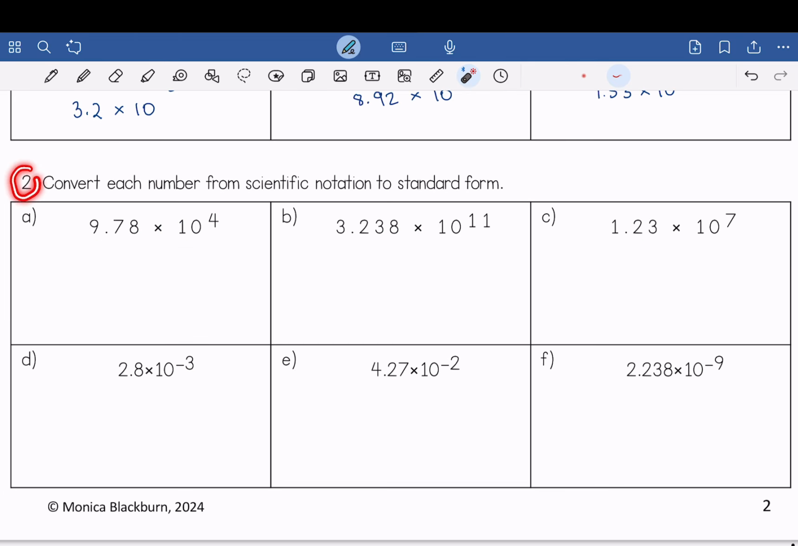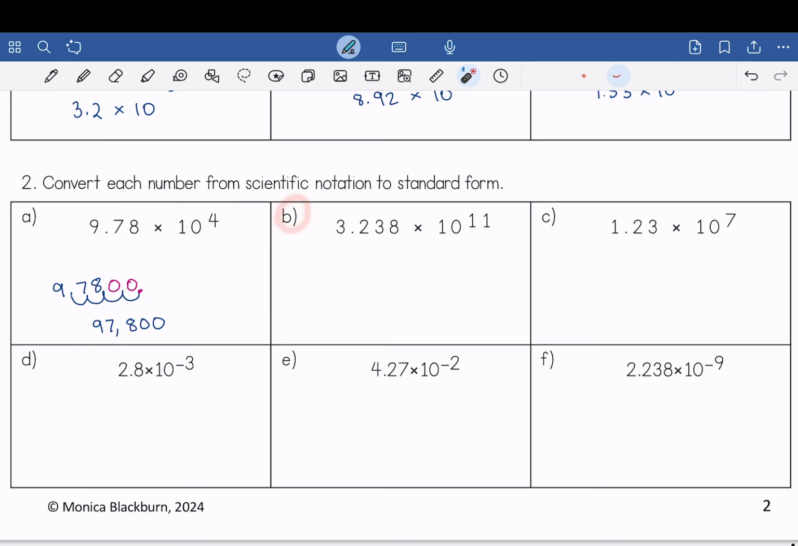Question 2. Convert each number from scientific notation to standard form. So I'm going to rewrite this number, 9.78, and I'm going to move this decimal 4 spaces. 1, 2, 3, 4. Then I'm going to add zeros. I have to add 2 zeros. 1, 2, and my new decimal point, or if this were to be a decimal number, it would be to the right. So my new number is 97,800.